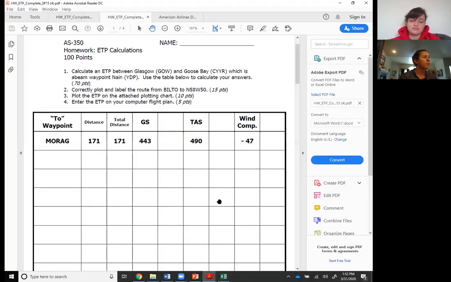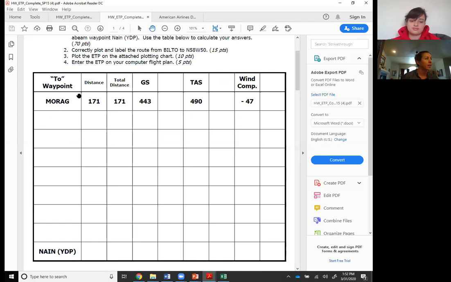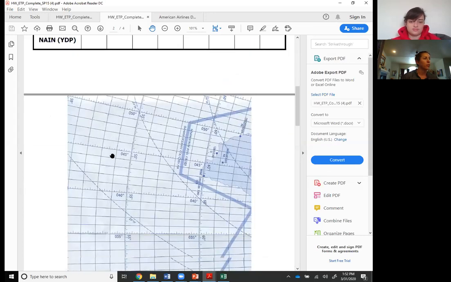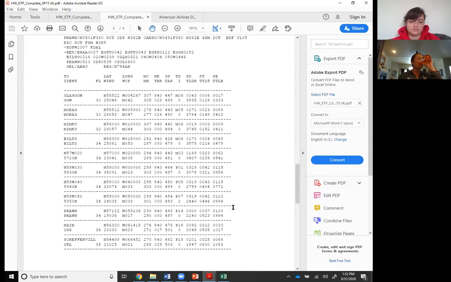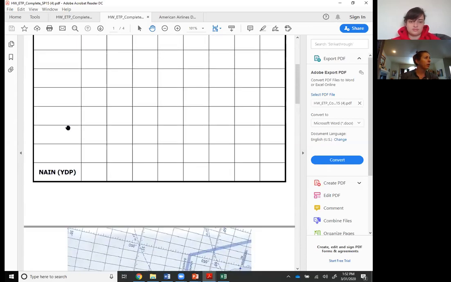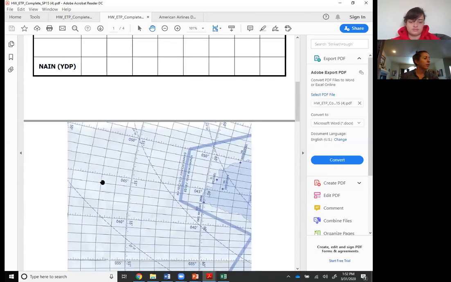This homework assignment right here is about the easiest one that you'll do. And so usually right now in class, I hand it to you and I make you write from Morag to Nain each point, right? So let me show you your computer flight plan. Here you go. If you want to, at this point, pause the video, pull this up, make sure this is in front of you, and then simply take each point, Morag, okay?